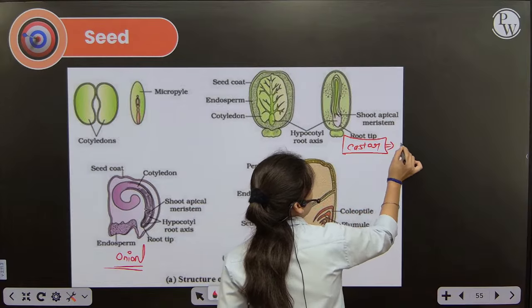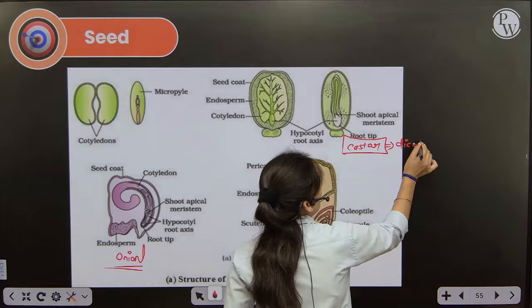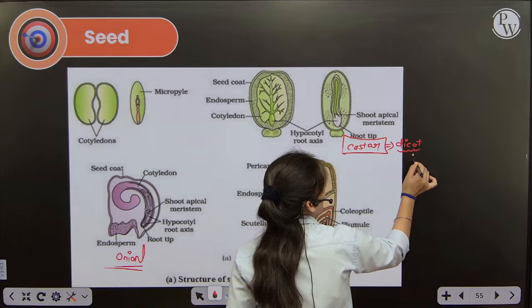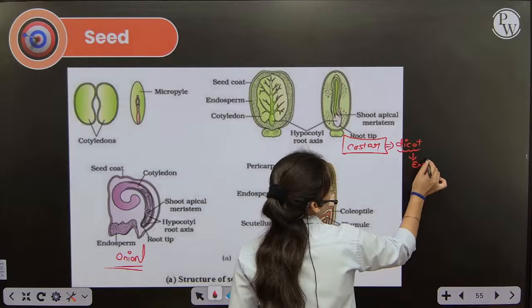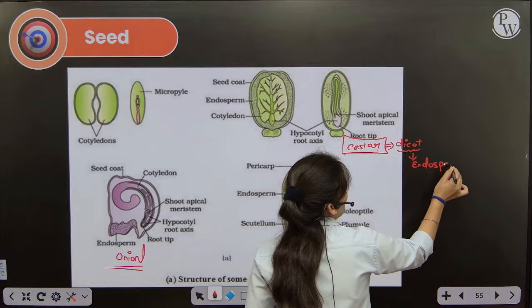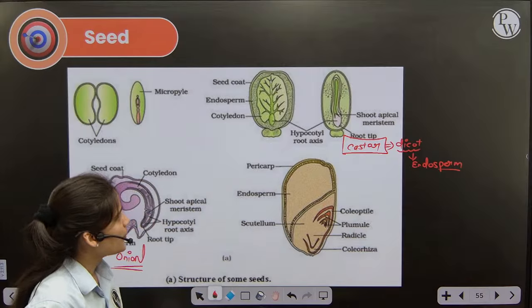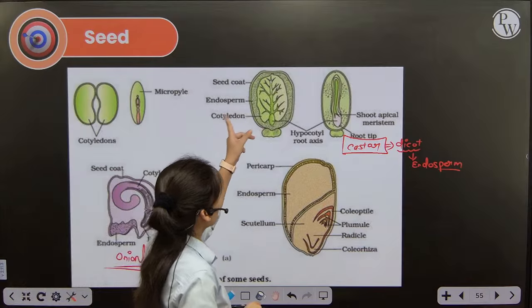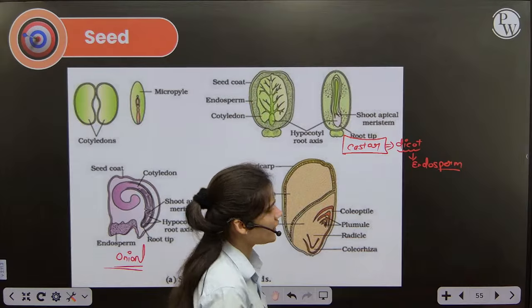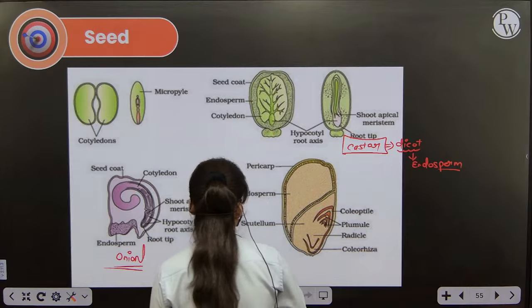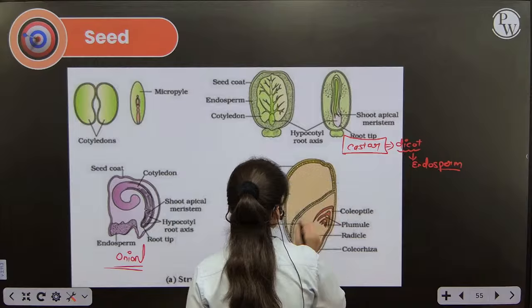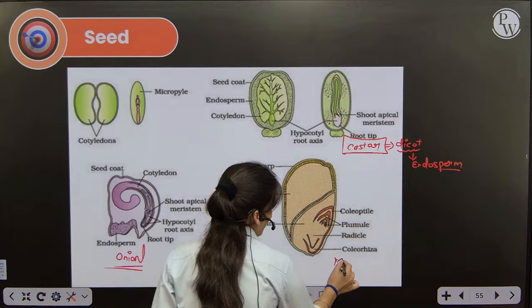Castor is one of the dicots which has endosperm. That endosperm is not completely utilized by the developing embryo. So endosperm is there, cotyledon, seed coat. You can see the labelings. This is about maize.